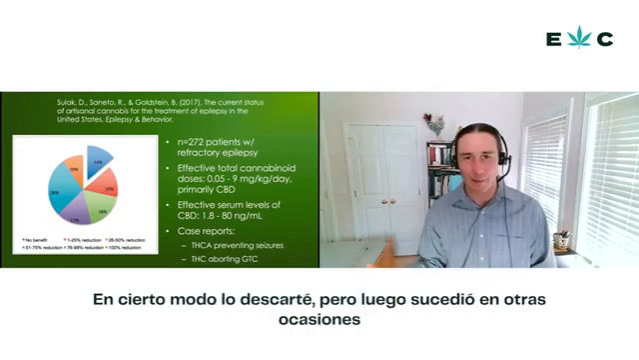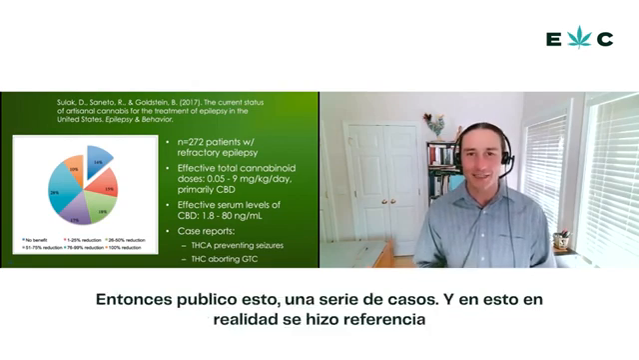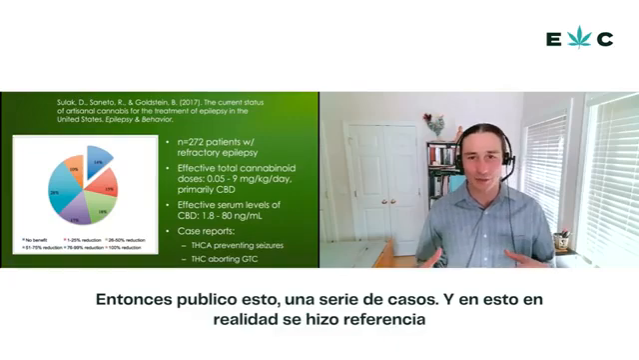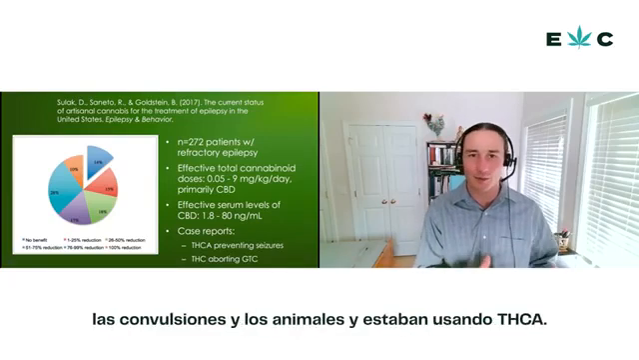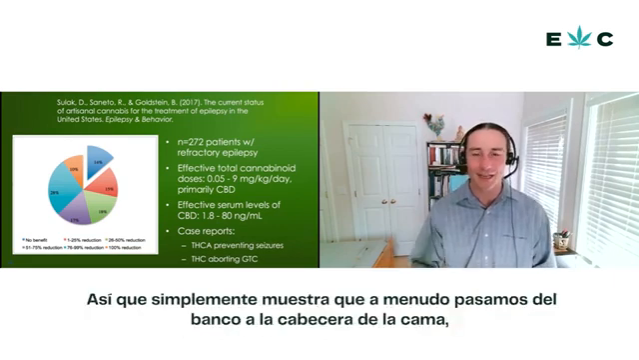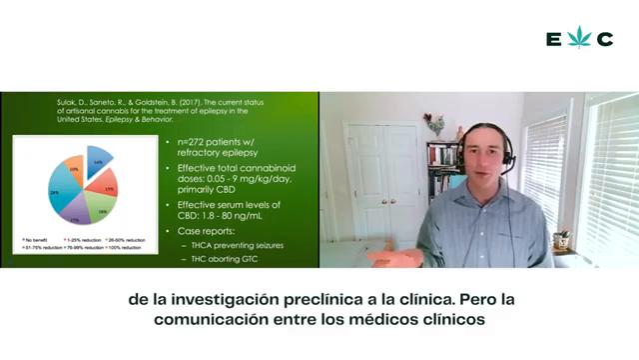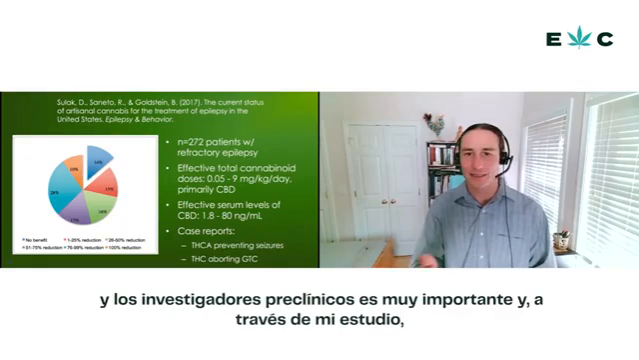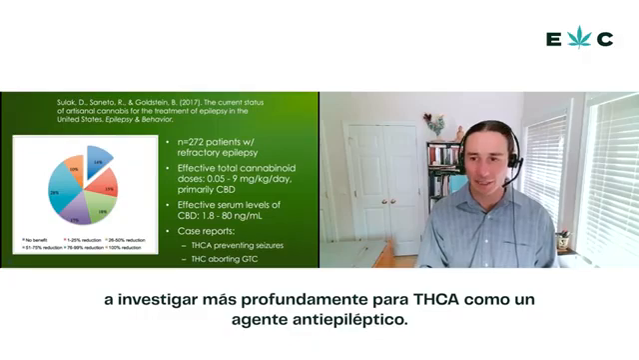I kind of discounted that, but then it happened 2 other times where patients came in with the same product effective for seizures. So I published this in a case series, and this actually was referenced by some of those other animal models that I showed you, those groups that studied seizures in animals and were using THCA. So it just shows that we often go from the bench to the bedside, from the preclinical research to the clinic, but communication between clinicians and preclinical researchers is very important. And through my study and a series of email dialogues, I was able to help these researchers start looking deeper into THCA as an anti-epileptic agent.